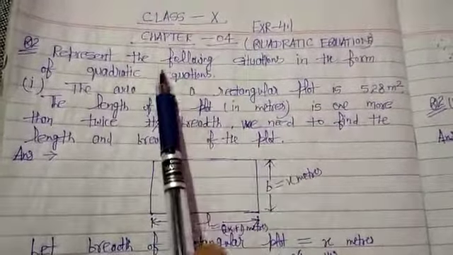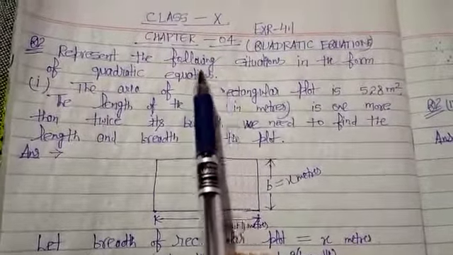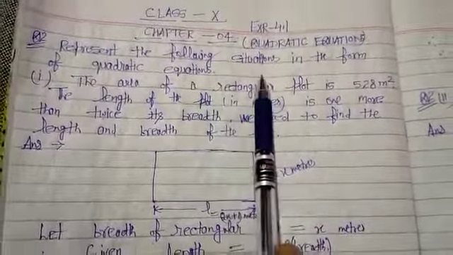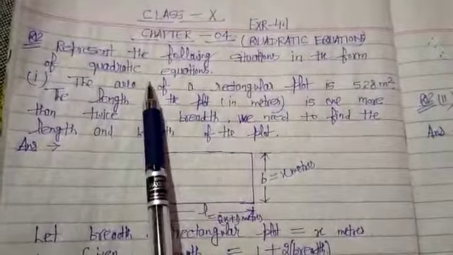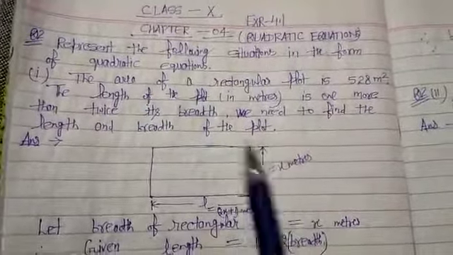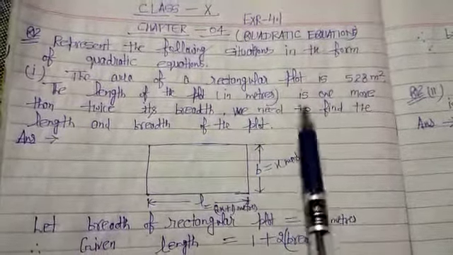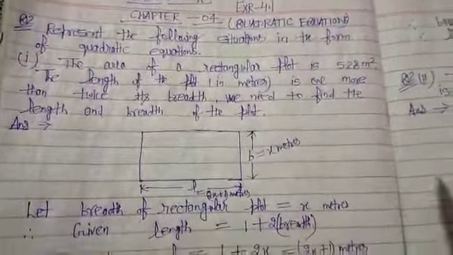What is given here? Represent the following situation in the form of quadratic equation. It means we have to frame the quadratic equation. But we will frame it also, and then after framing we will solve the quadratic equation, because the examiner can ask to find the length and breadth of the plot. He can ask a question this way also.